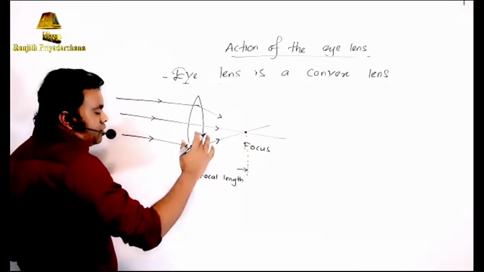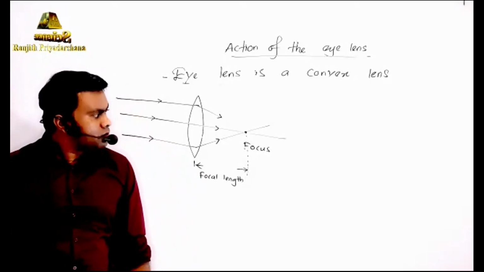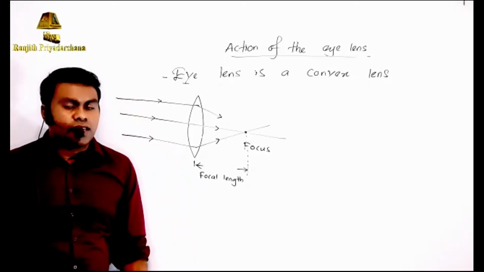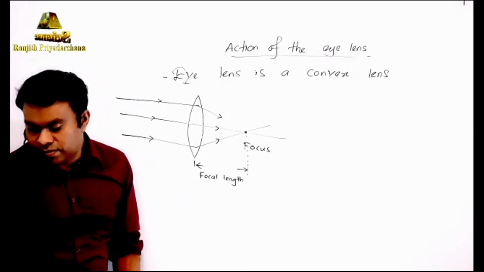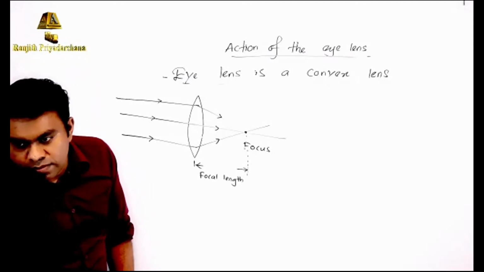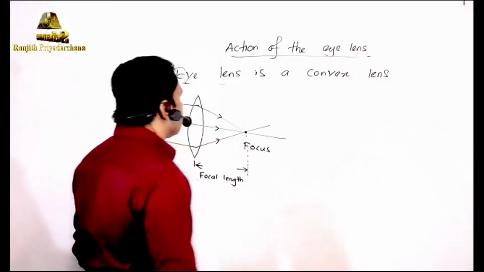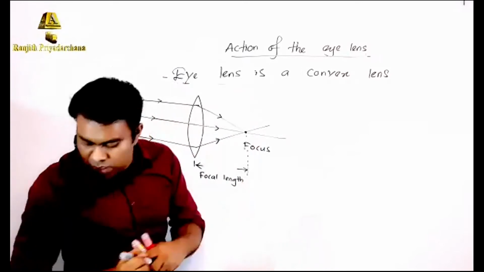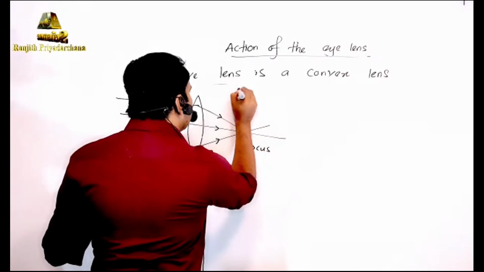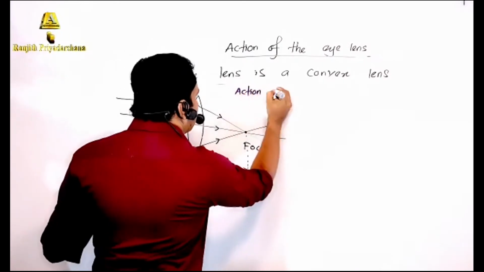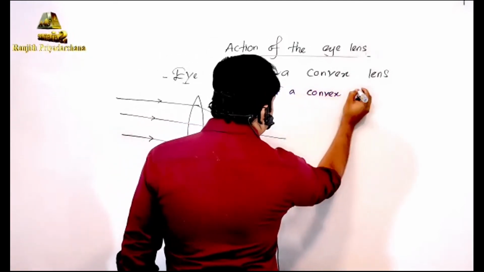Okay, now draw this diagram, ray diagram. Take 2 minutes to write. Subtopic, take down: Action of a convex lens.